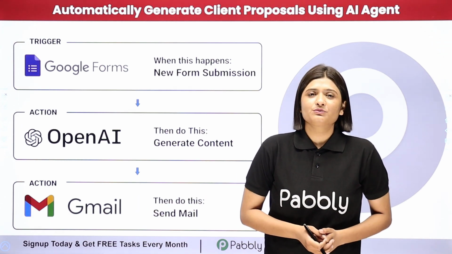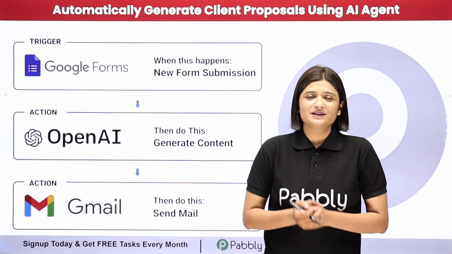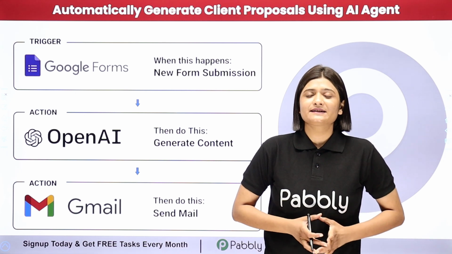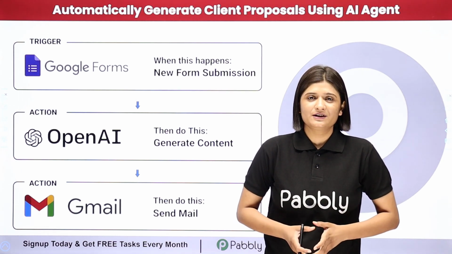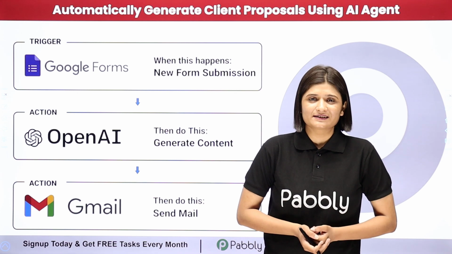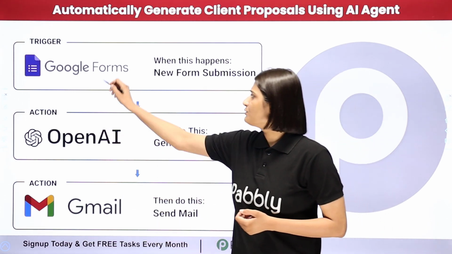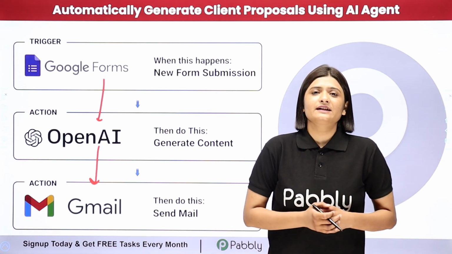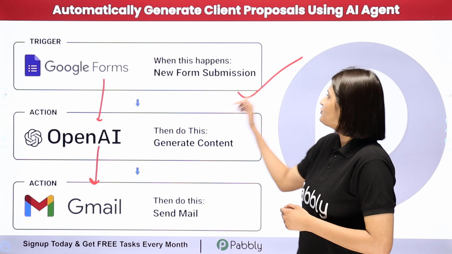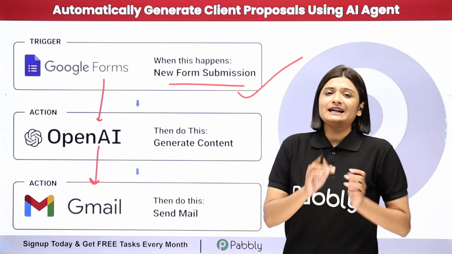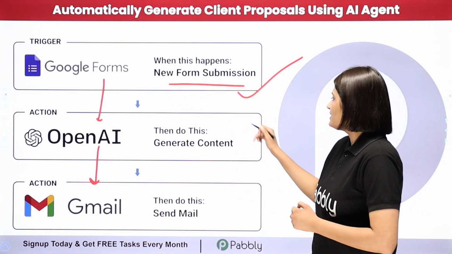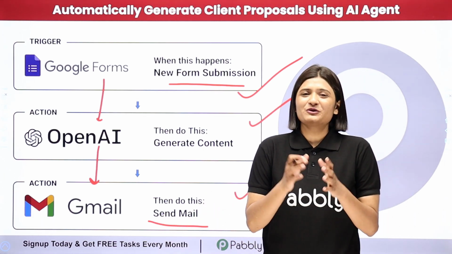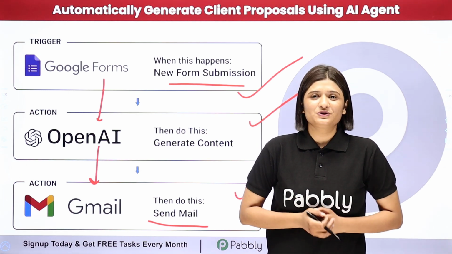Doing this manually will consume a lot of time, so I've completely automated this process, and to do this automation I've used Pabbly Connect. Pabbly Connect is an amazing automation and integration software which requires no coding or programming skills. Here I just need to build a connection between Google Forms, OpenAI and Gmail. With the help of Pabbly Connect, I am going to build this connection in such a way that whenever there is a new form submission from Google Forms, the client proposal will be automatically generated using OpenAI and it will be automatically sent with the help of Gmail. Now, if you want to learn the step-by-step process, then let me take you all to my screen.